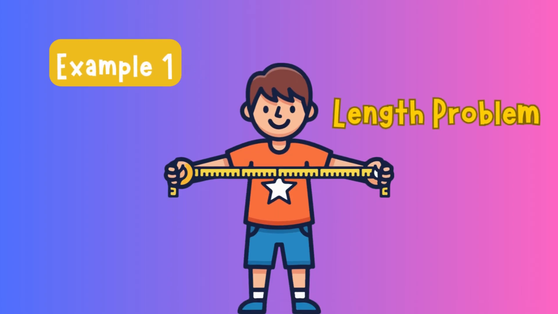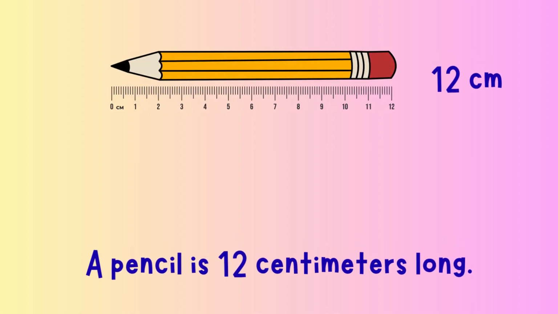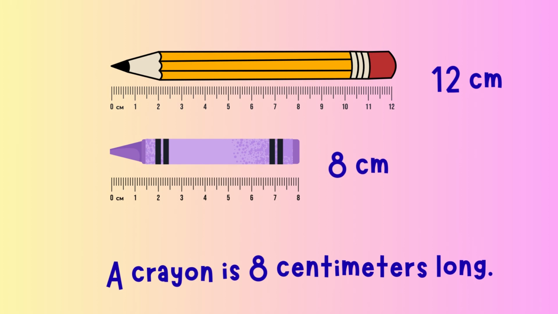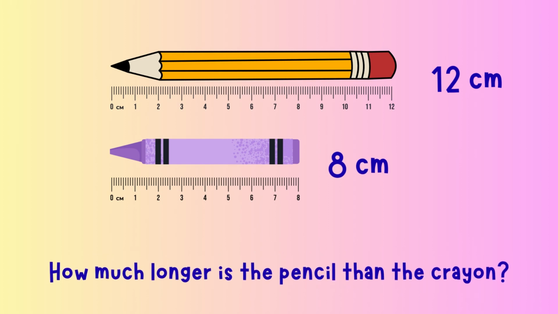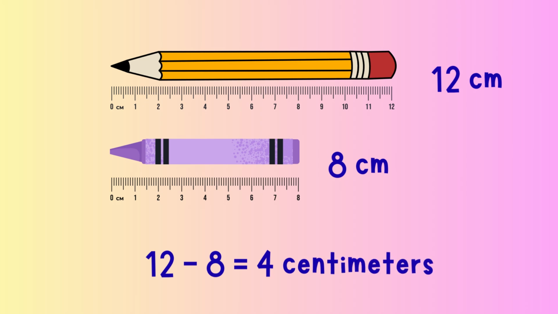Example 1. Length problem. A pencil is 12 centimeters long. A crayon is 8 centimeters long. How much longer is the pencil than the crayon? We subtract. 12 minus 8 equals 4 centimeters. The pencil is 4 centimeters longer.